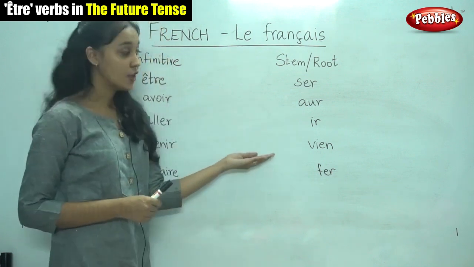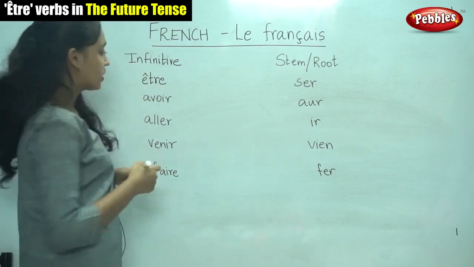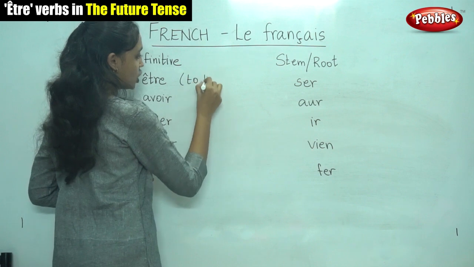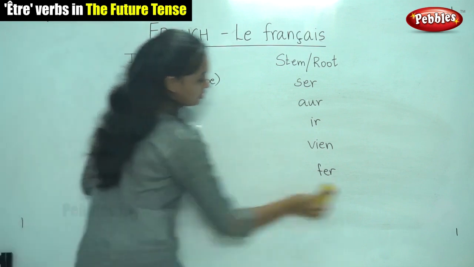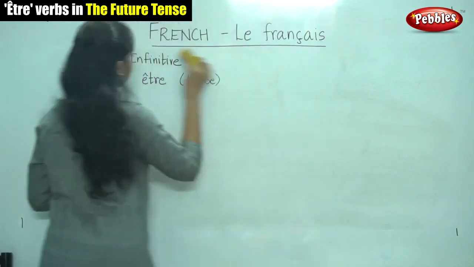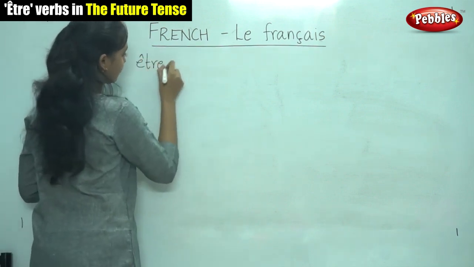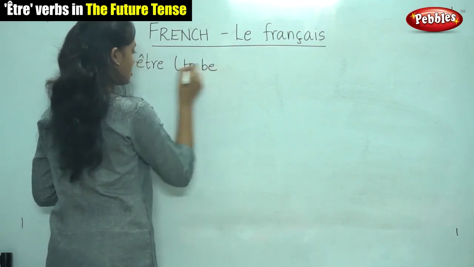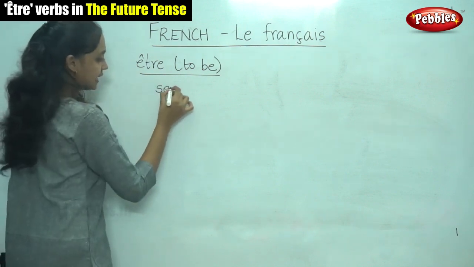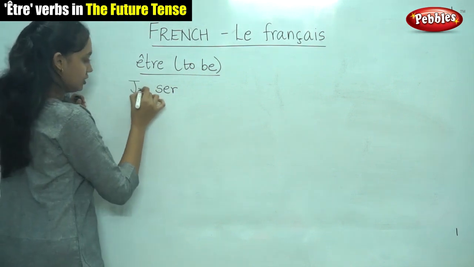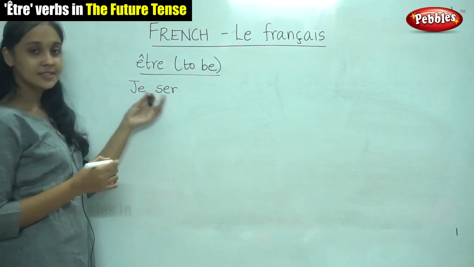So shall we try to write the future tense for these verbs? Let us begin with the verb être. What does être mean? It means to be. So we are going to write the future tense for the verb être. What was the stem for être? It was SER. So for je, we write the stem followed by the ending.